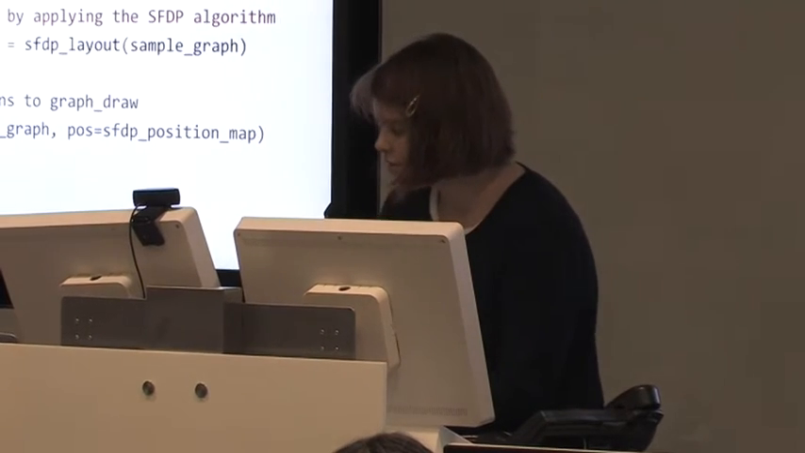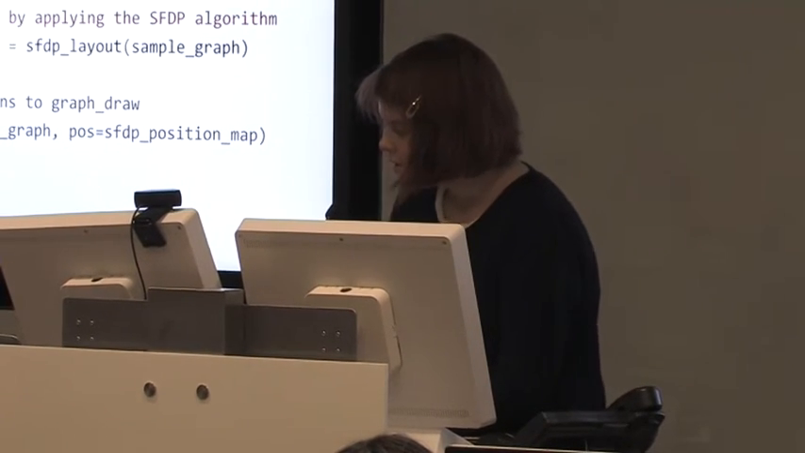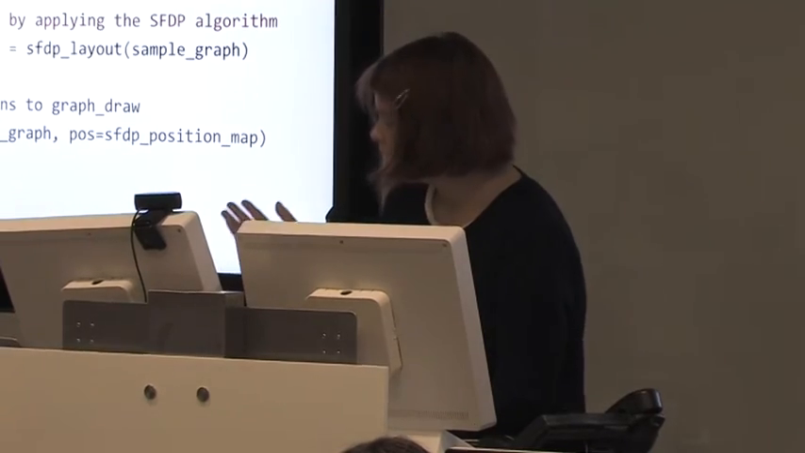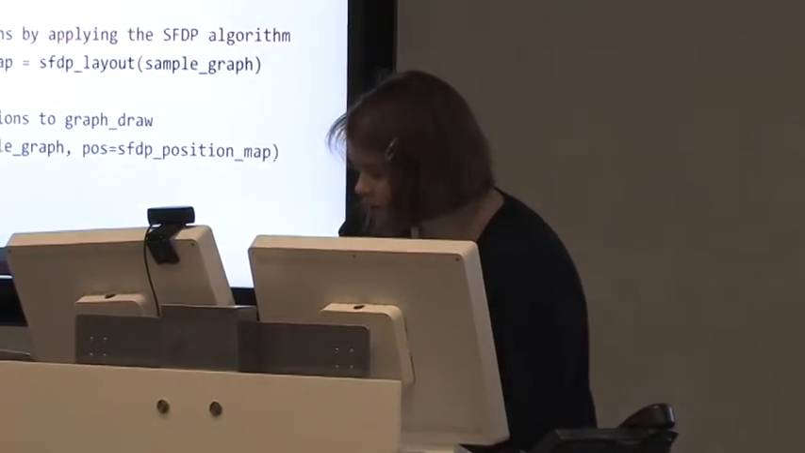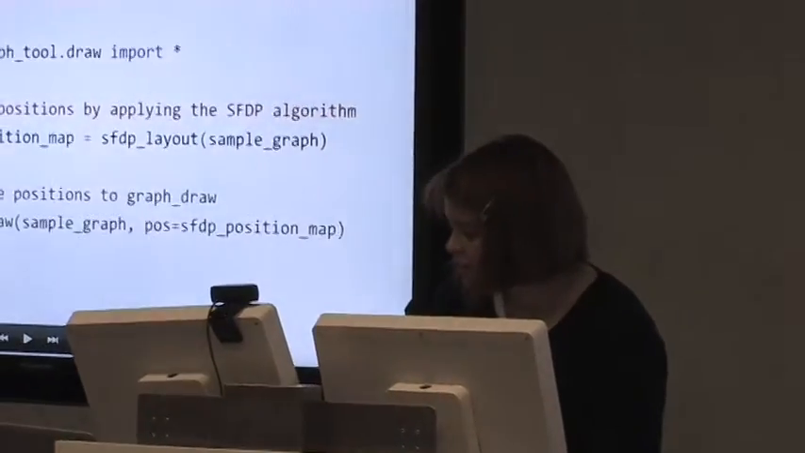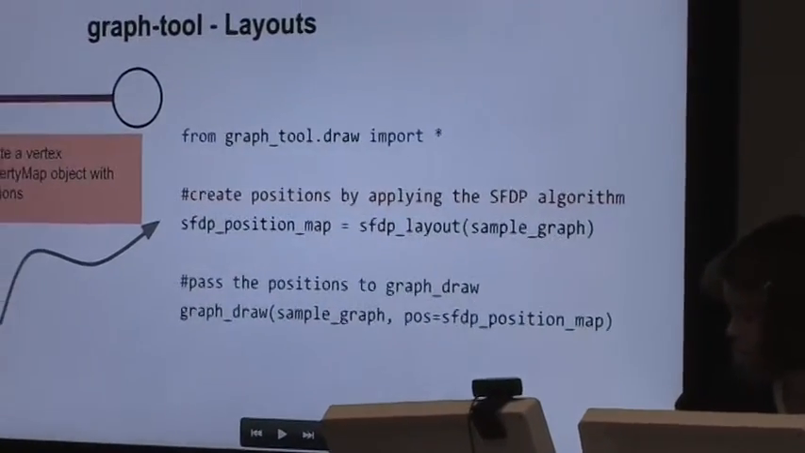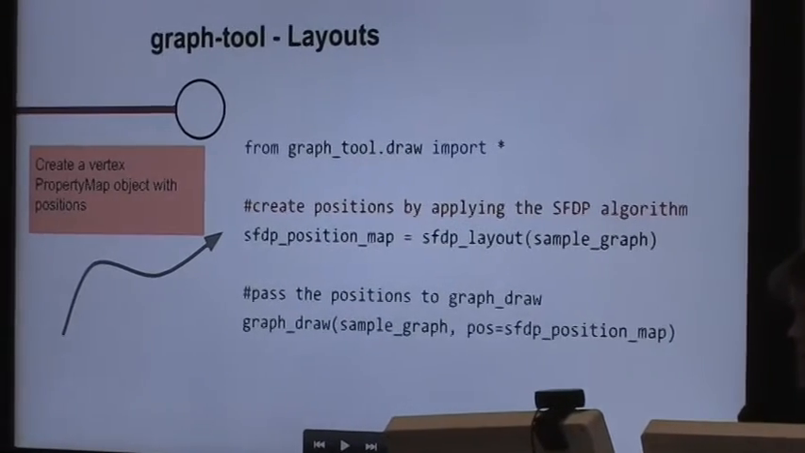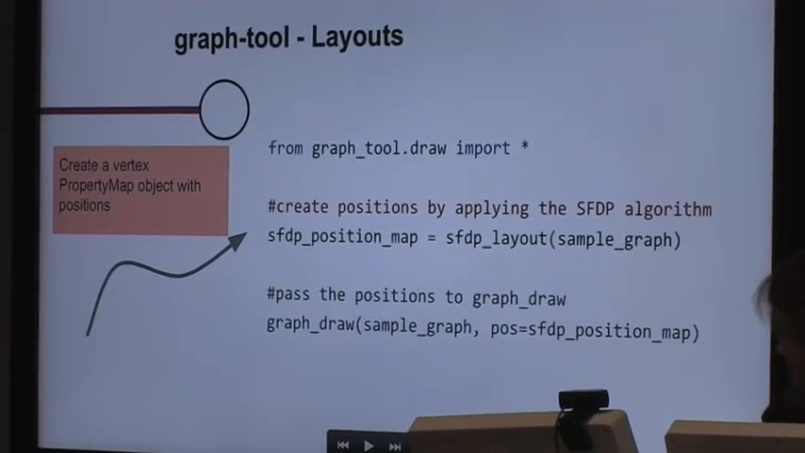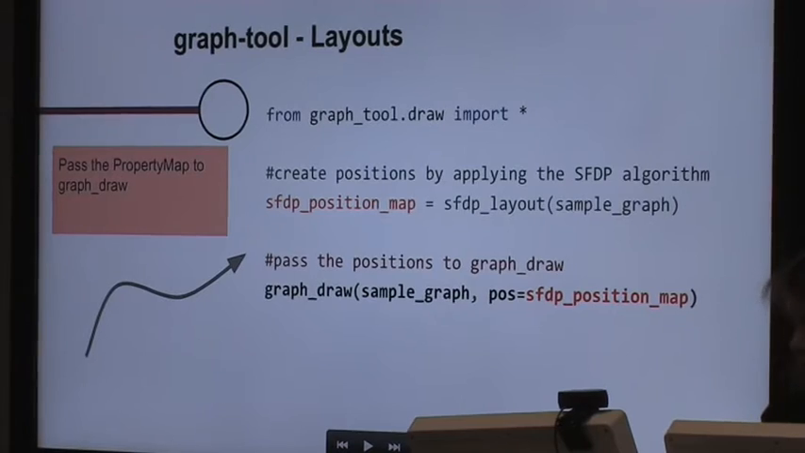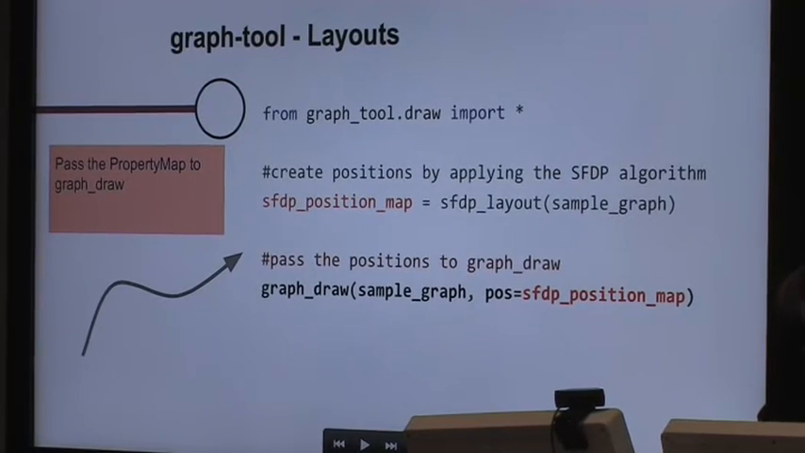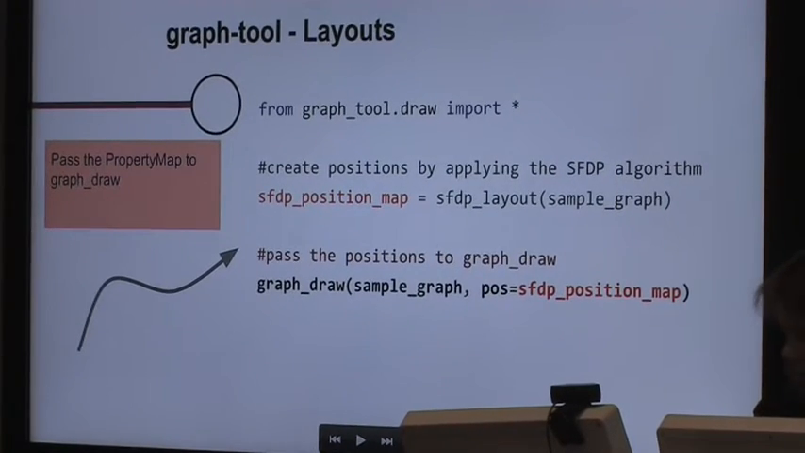So once again, GraphTool makes it very easy. You simply call the SFDP layout function and you pass in your graph as a parameter. And that returns to you our familiar property map object, which maps each vertex in your graph to a position that is computed by this algorithm. And then you simply pass in your position to the graph draw function using the pos keyword.